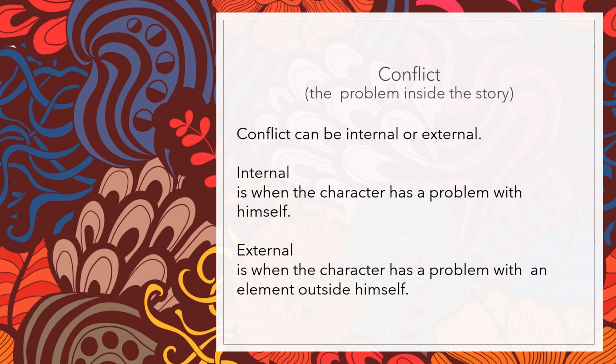Cuando es interno es cuando el personaje tiene un problema con él mismo, una lucha interna, un problema que él tiene que resolver en él mismo. Cuando es externo es cuando él tiene un problema con algún otro agente, algo que está rodeándolo. ¿Ok? Vamos a ver. Which is the conflict in the Flight of Icarus?